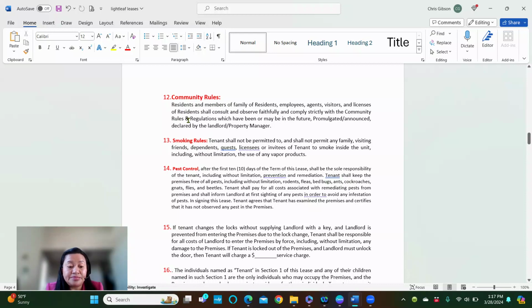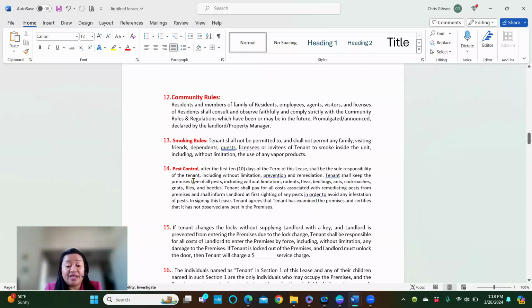And number 13 is the smoking rule. So this is a very common problem, smoking. Even if you tell them, during screening, if you ask whether they smoke, they say no, but they smoke. And sometimes they smoke inside the premises. We already experienced this. They smoke inside the unit, and that's a very big problem for us. So here, at least you put in the smoking rules. If they violate it, you can terminate their lease if they are not following your terms and conditions.